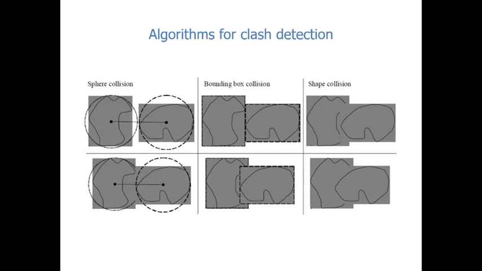So as I said, remember when I spoke about algorithms for clash detection last time? These are sphere collision, bounding box collision, and the shape collision. These are the different algorithms they use for developing the clash detection in construction.